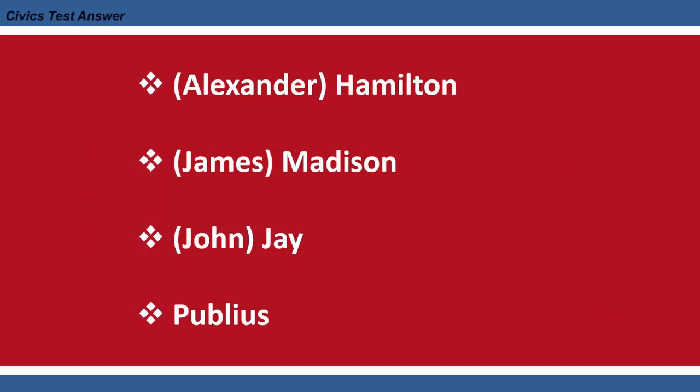Hamilton. Many of the Federalist Papers, which supported the passage of the Constitution, were written by Alexander Hamilton. James Madison and John Jay were the other two writers of the Federalist Papers. Hamilton, Madison, and Jay used the pen name Publius.